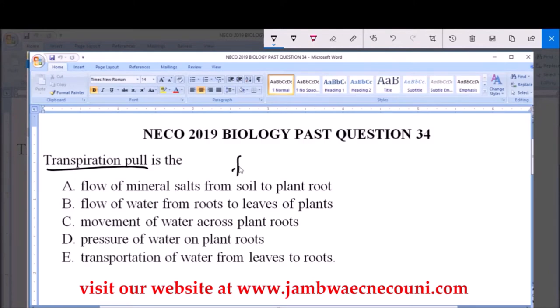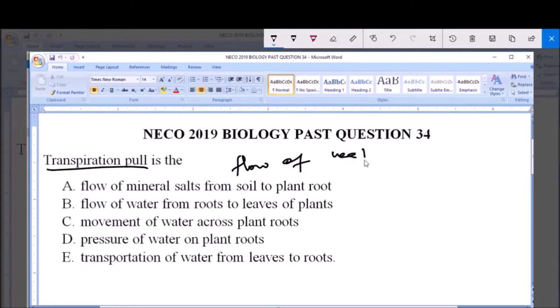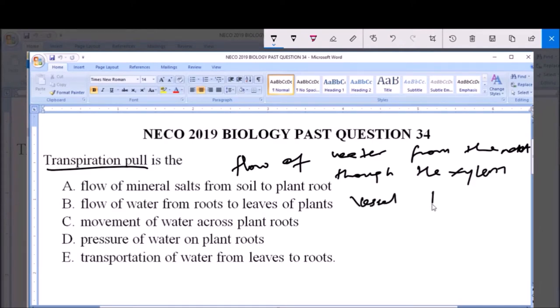Transpiration pull is the flow of water from the roots through the xylem vessels, that is the vessel responsible for the conduction of water, to the cells of the leaves. And like we know, transpiration on its own simply means the movement or escape of water from the stomata of leaves, in the form of water vapor, to the environment. Now, transpiration pull is like a force that moves water, that is the flow of water from the roots. Remember, the roots take in water from the soil. The flow of water from these roots through the xylem vessels, which conduct water and salt to the leaves, is what we refer to as transpiration pull.